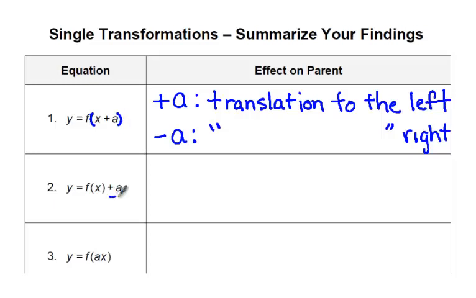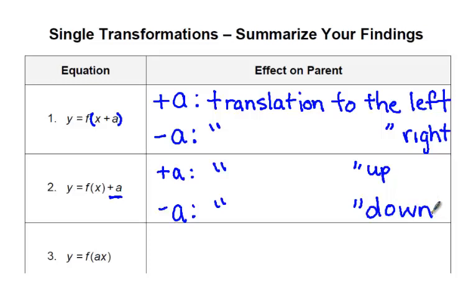If we're adding a on the outside, like number 2, if it's a positive a, it's a translation up. If it's a negative a, it's a translation down.